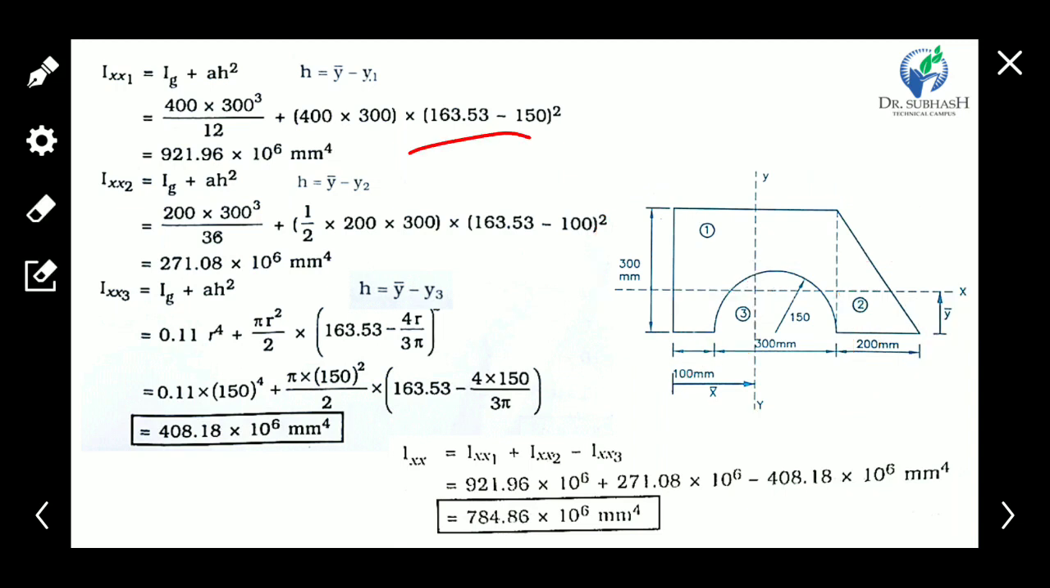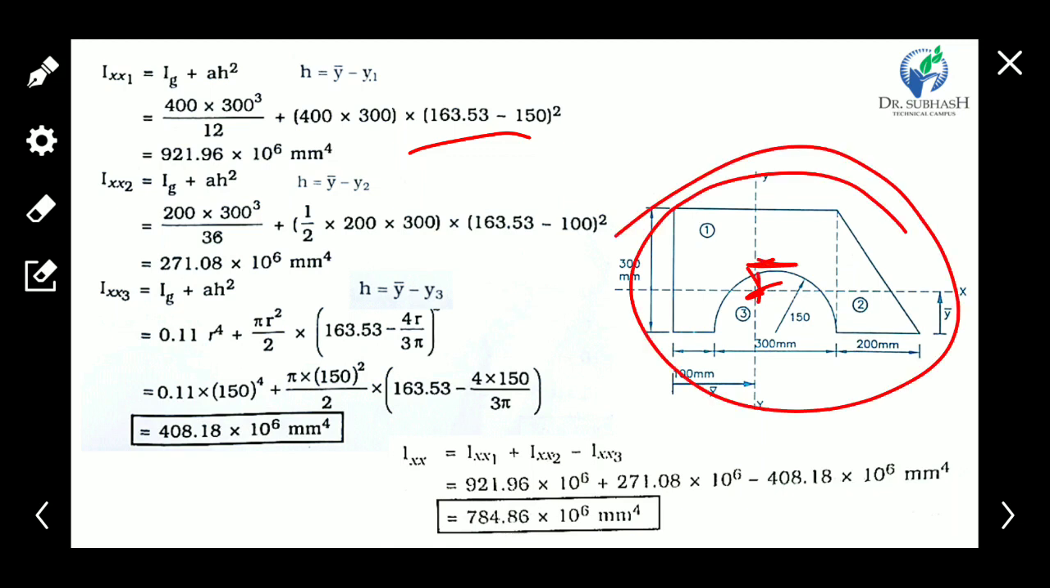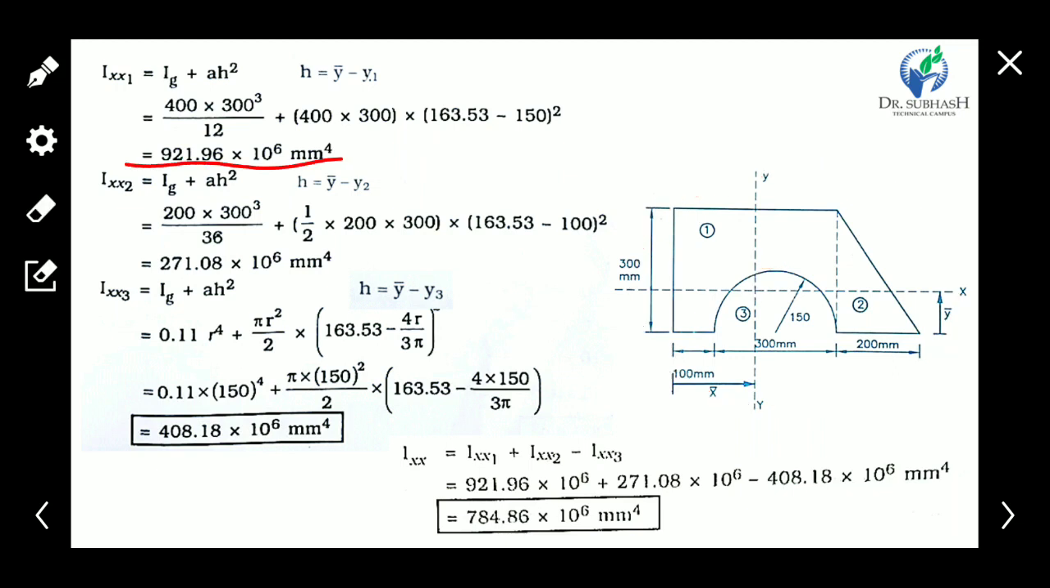163.53 minus 150, so we get the distance between the CG of the rectangle and the CG of this total section. Now we have all values in this equation, the parallel axis theorem, and we get the final moment of inertia of this rectangle about the x axis.